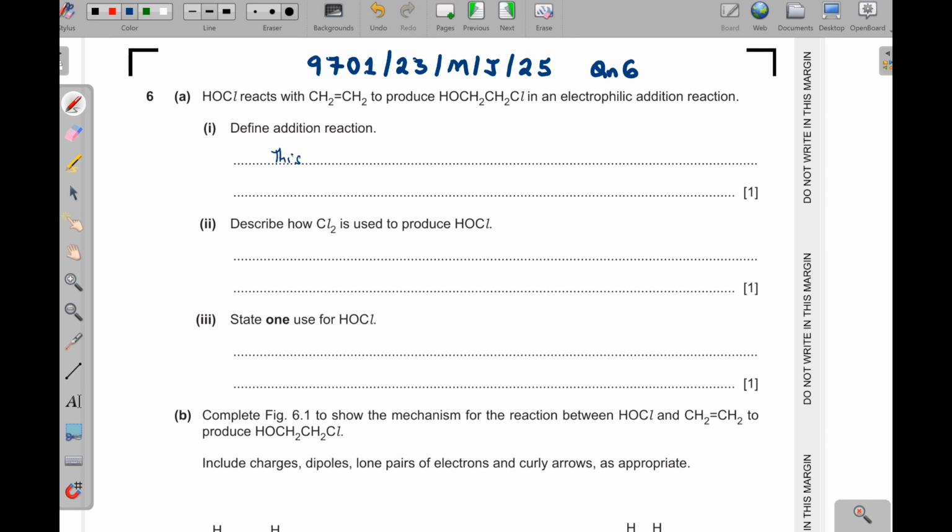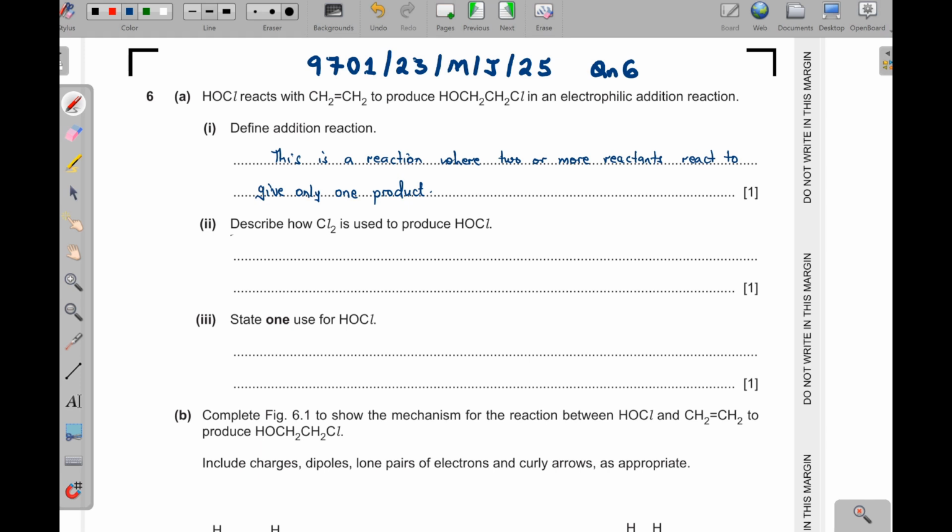This is a reaction where not just one, two or more reactants react to give only one product. They add into each other and give you only one.